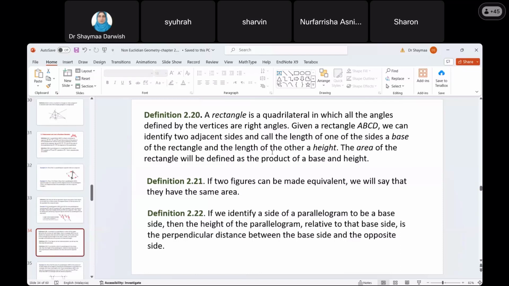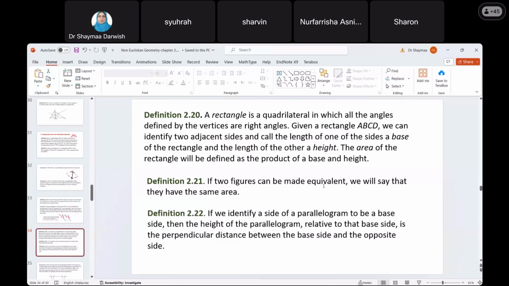I mean, a rectangle is a parallelogram actually, not only a quadrilateral. It is a parallelogram, but the angles are right angles. Because opposite sides are equal in a parallelogram, two opposite sides are equal and the other two opposite sides have a different length, but they are equal to each other. If you take two adjacent sides, one of the sides we call the length, the other side we call the height.